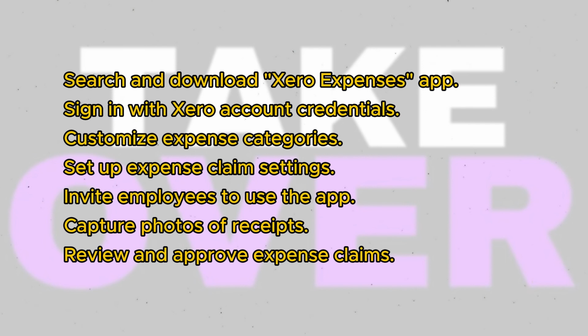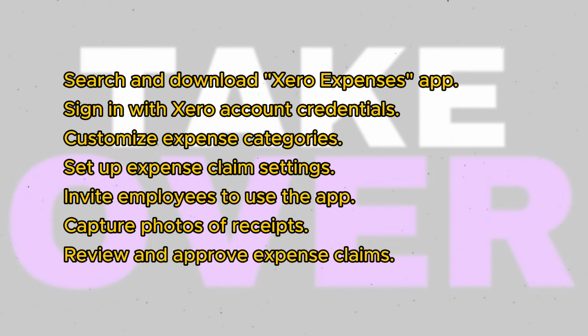Use your mobile device to capture photos of receipts. Open the Xero Expenses app and select Add Expense. Choose Take a Photo to capture a picture of the receipt, or upload receipts from your device's photo library. After capturing the receipt, enter details such as the expense category, amount, date, and any relevant notes.